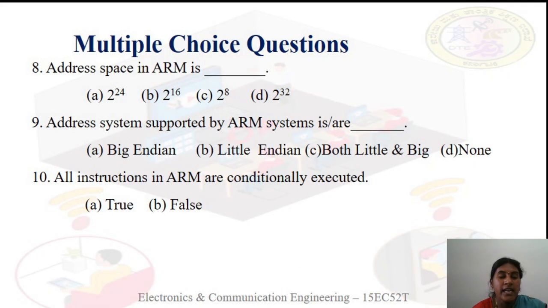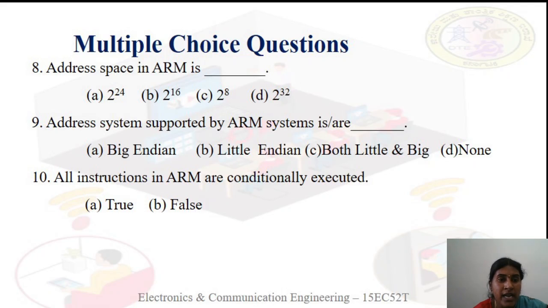Next will be, the address space in ARM is dash. So what will be the address space? ARM is a 32-bit processor, you know that one. You should not forget until you complete this ARM controller subject. The number 32 should be in your mind. It's a 32-bit processor. That's why the address space supported by ARM is nothing but 2 to the power of 32. That is answer D.